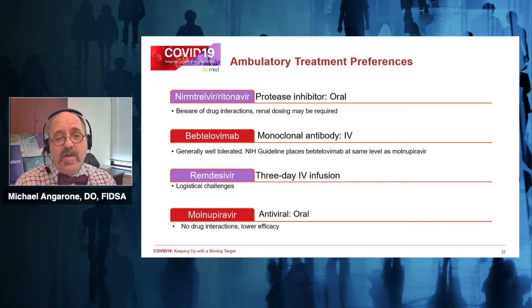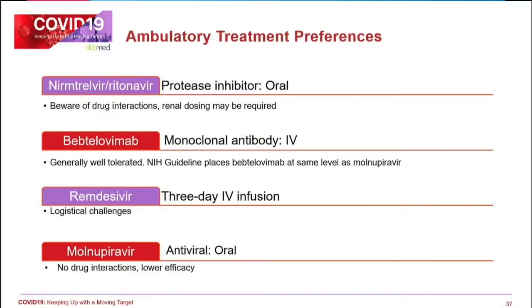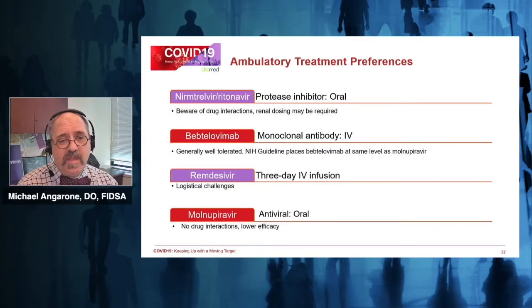So just to go over the 4 major therapies that are available for the outpatient setting for SARS-CoV-2. We have nirmatrelvir/ritonavir, a protease inhibitor that's oral, should be taken within 5 days of symptom onset and for 5 days. Really be cognizant of the drug-drug interactions. So know what medications your patient is on, and be mindful of prescribing this based on those interactions. Bebtelovimab, which is a monoclonal antibody, well tolerated, and this is kind of a second-tier agent for individuals that cannot receive one of the antivirals.